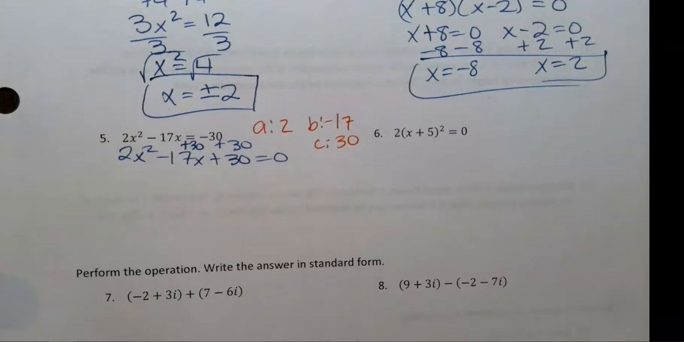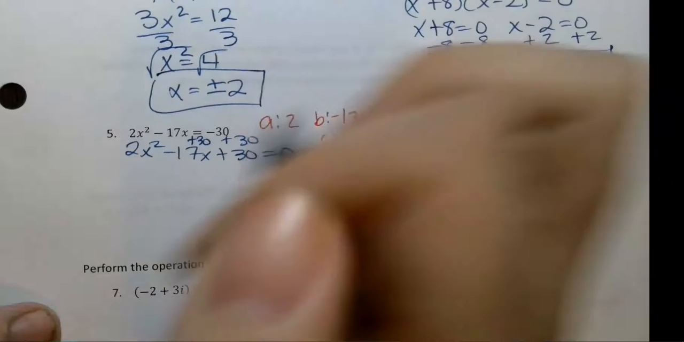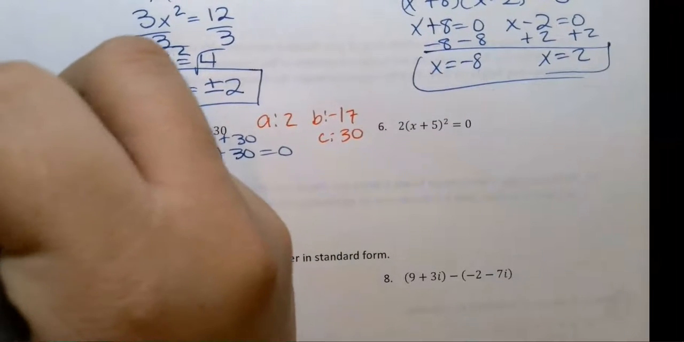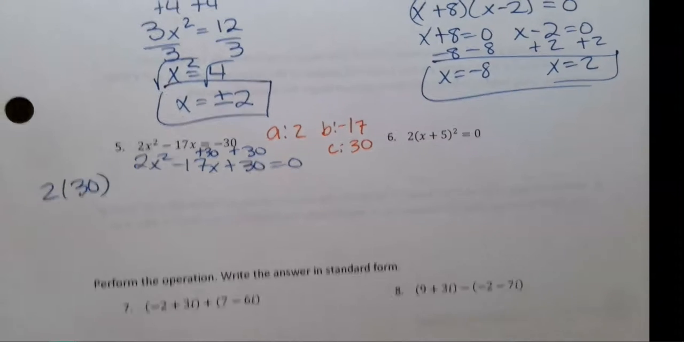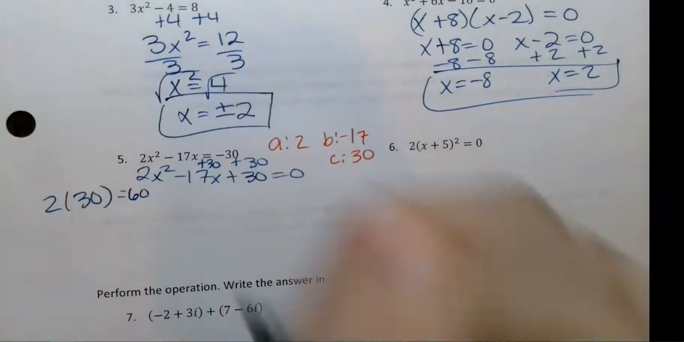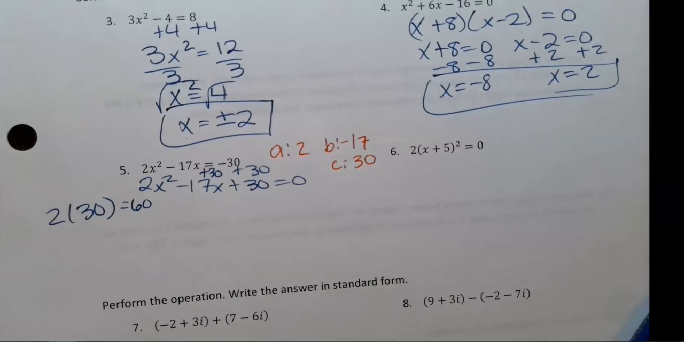Then I want to go ahead and do a times c. 2 times 30 is not 80, it's 60. So I'm looking for what multiplies to positive 60 and adds up to negative 17.